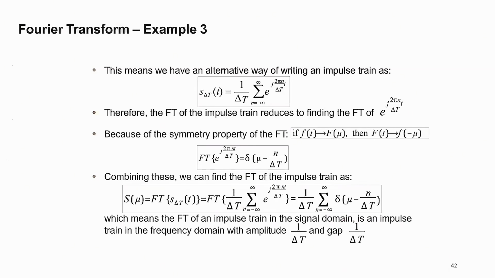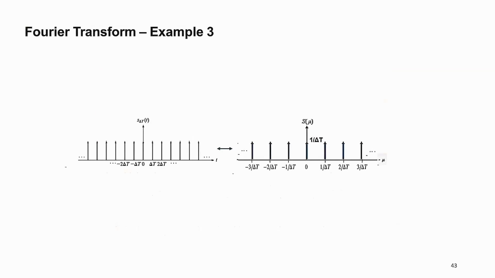Why am I doing this? Just wait for it. I'm interested in finding it when we want to do the sampling. If I want to plot it, I have the impulse train, and in the Fourier domain, again I have an impulse train. But the difference is delta t is in the time domain, and I know that time has an inverse relation to frequency.